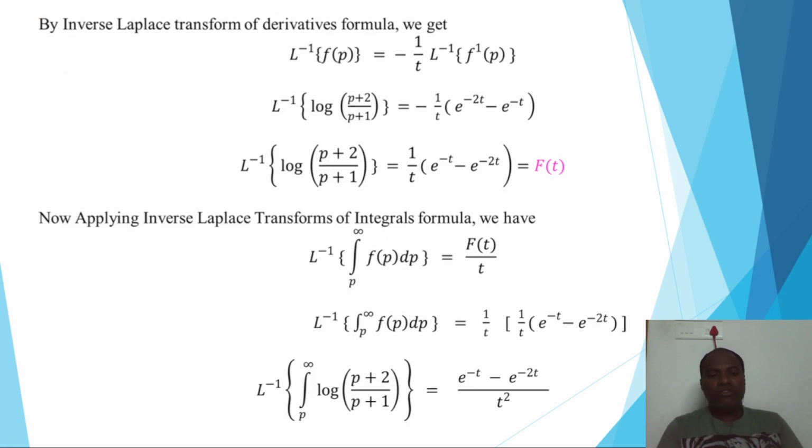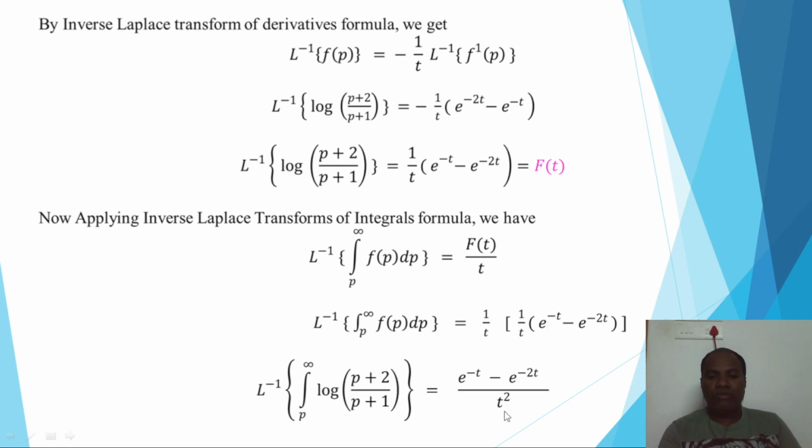applying the inverse Laplace transforms of integral formula. Now we find the Laplace transform of the integral formula. Already we know the formula, we derived it in the first slide. L inverse of integral p to infinity f of p dp is equal to f of t by t. Here 1 by t is written down, and in place of f of t we use the pink color one, f of t is equal to 1 by t into (e power minus t minus e power minus 2t).